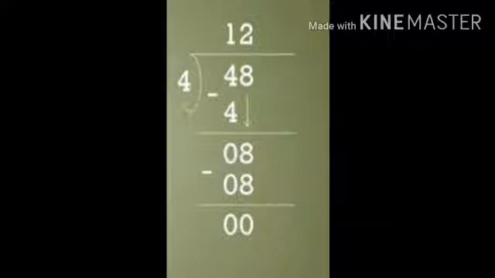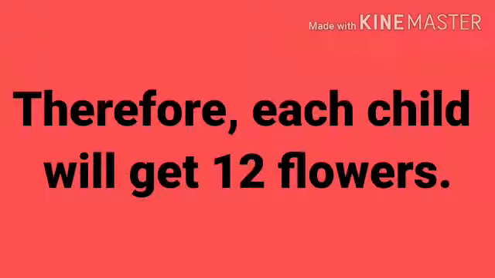So 48 divided by 4, 4 1 times is 4, so 4 minus 4, the answer is 0. 8 will be carried forward. We get 8. 4 2 times is 8, so 8 minus 8, the answer is 0. Therefore, each child gets 12 flowers.